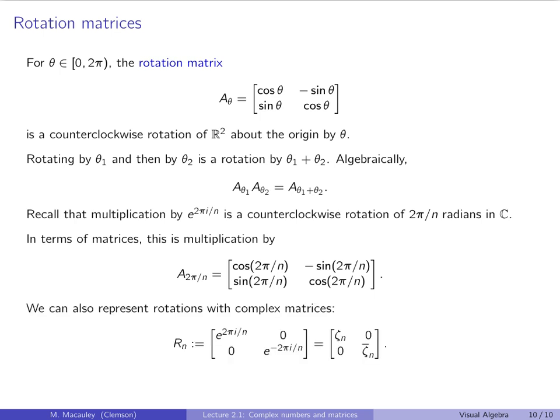We can also represent rotations with 2 by 2 complex matrices as follows. We take a diagonal matrix and put zeta n, that is the nth root of unity, in the 1,1 spot, and zeta n bar in the 2,2 spot. And notice that this matrix satisfies r to the n equals the identity. So it has order n, just like an n-fold rotation. That doesn't mean that it represents a rotation. There's a lot of matrices that have this property.